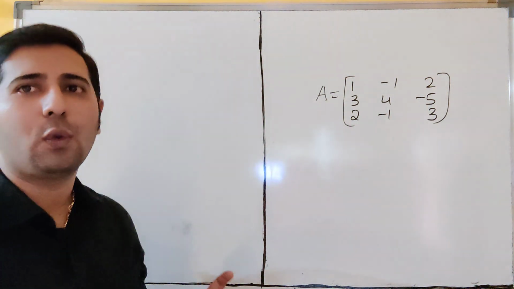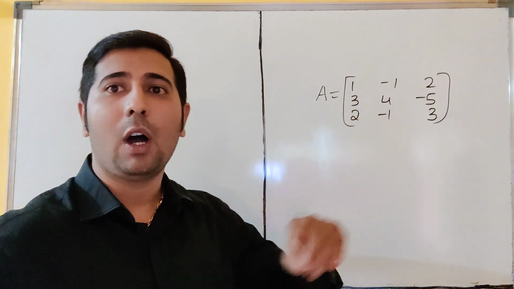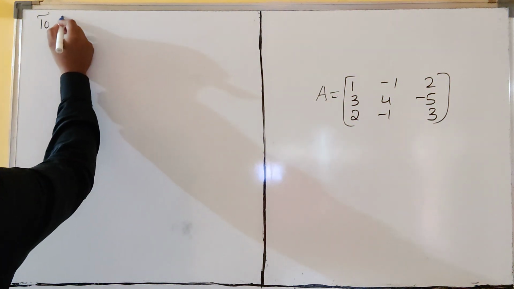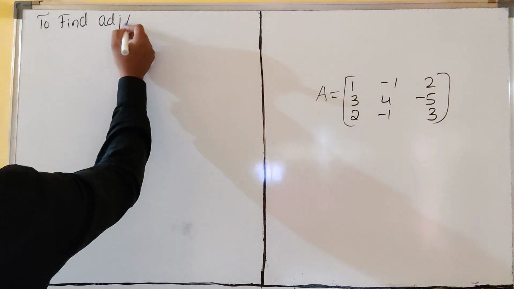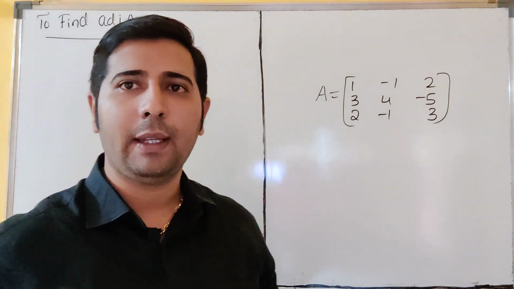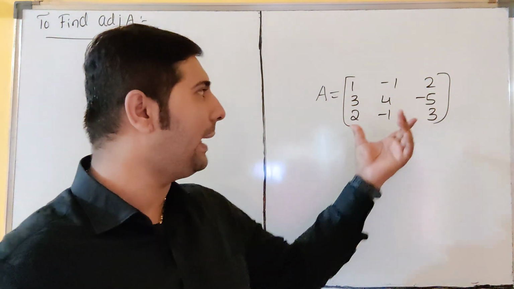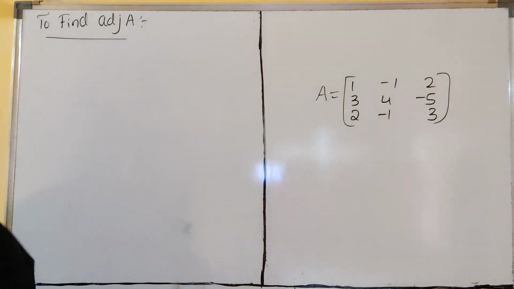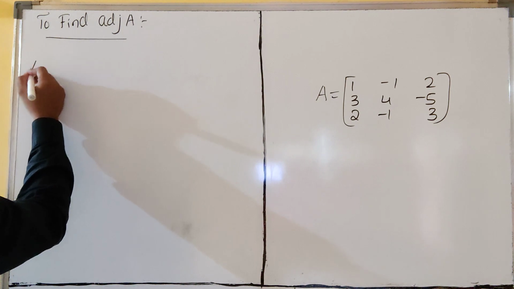So now let us continue how to find adjoint of A. Here A I have written to make you understand how to find adjoint of A. To find adjoint of A, you are finding A inverse, no? A inverse means 1 by determinant A into adjoint of A. That means I have to find adjoint of A. For finding adjoint of A, I require A. So for finding adjoint of A, we have to find the cofactors of A.